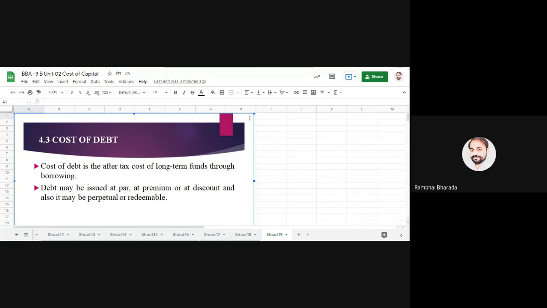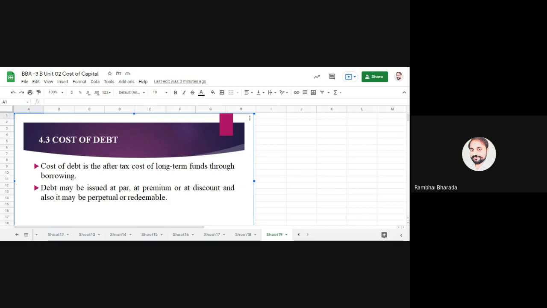Now come to the second aspect. Now our title is cost of debt. Here cost of debt means it considers or includes the debentures, bonds, a loan from banks, loan from private sector banks, a loan from financial institutes, and some borrowings from the investment companies. So if we borrow anything from any third party, then it is considered as debt.